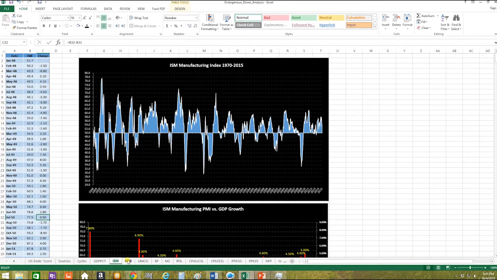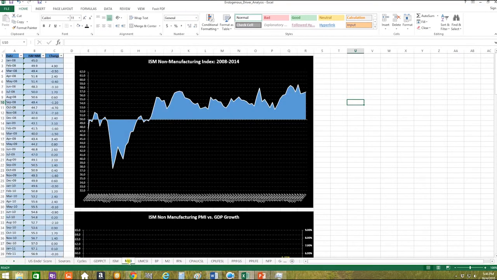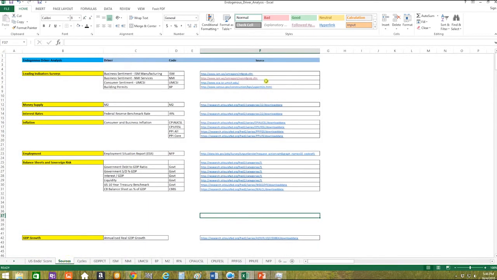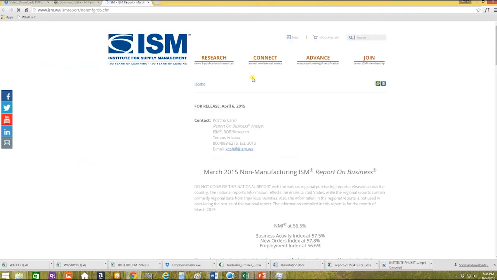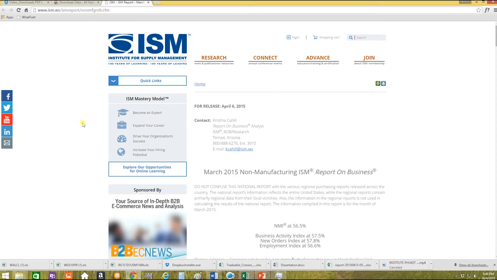And we'll just delete that. What we're doing is we're going into our NMI sheet at the bottom here, the non-manufacturing sheet, and we do pretty much exactly the same analysis with the non-manufacturing index as we did with the ISM manufacturing index. Now, if you recall, we have our sources over here, and our business sentiment for the non-manufacturing index, the NMI, is exactly the same source, the ISM website. And we go here, we find our NMI page, and we just follow the links to look for the download.